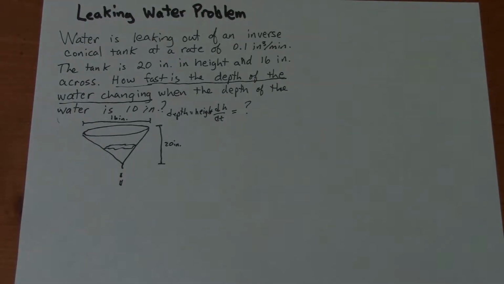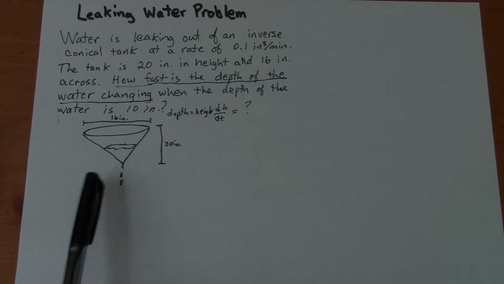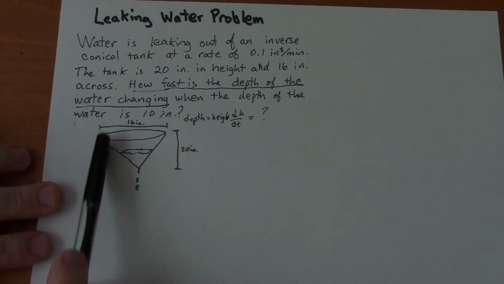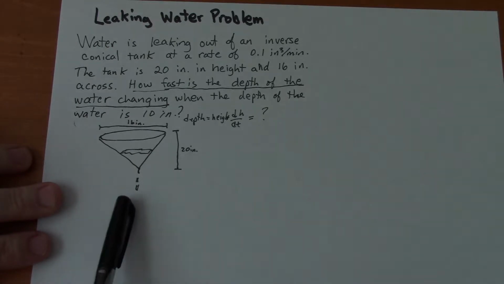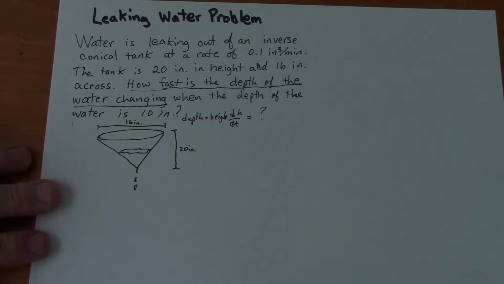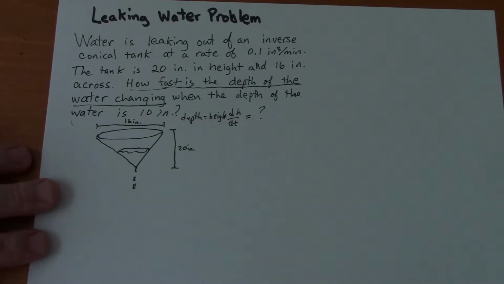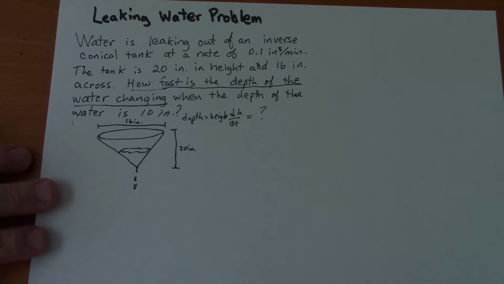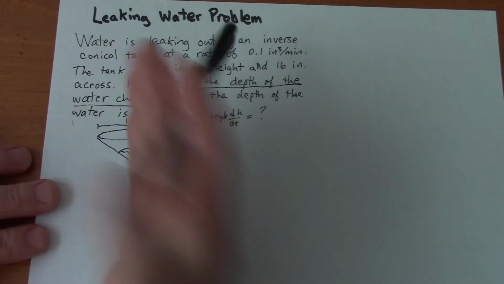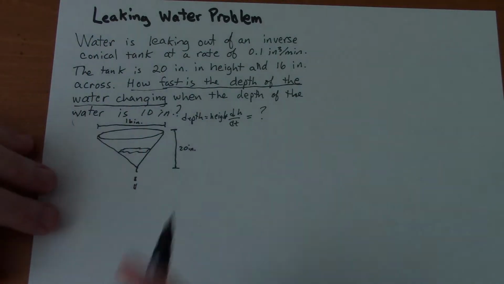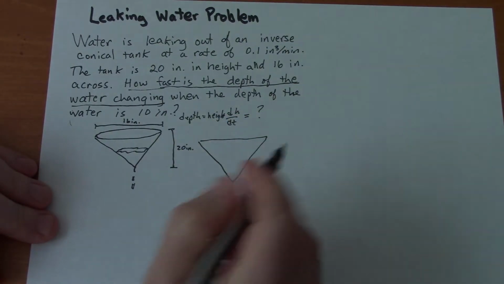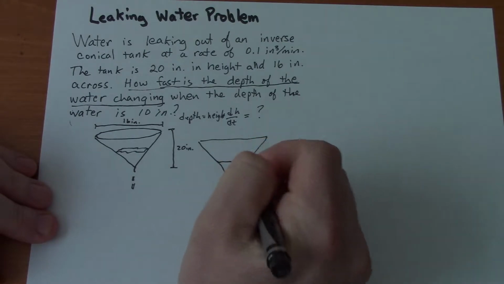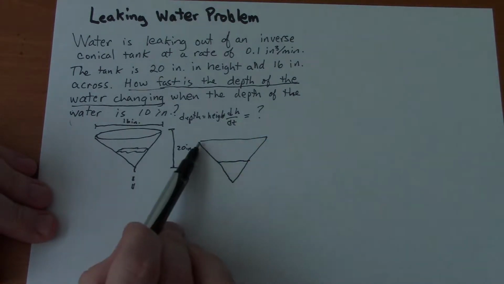Okay, so how do we get started on this? Here's a picture of the tank. You see 16 across up here, 20 is the height. There's some water in it and it's leaking out. So the first thing we're going to do is take our mathematical axe and chop a cross section, and draw what it looks like. That's basically two triangles. Here's the water level and here's the top of the tank.